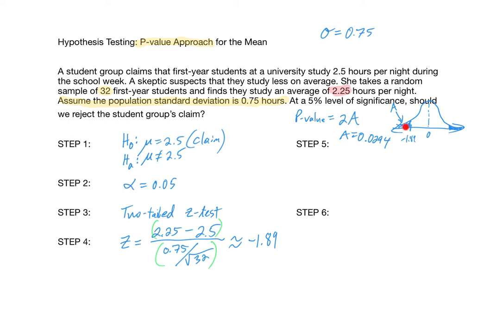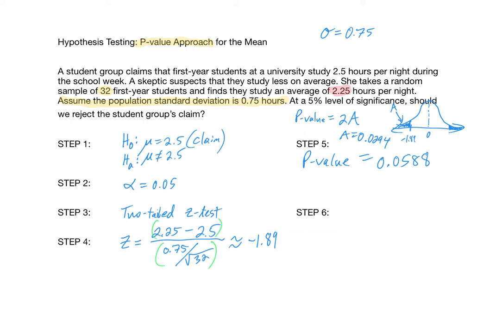So again, that is not our p-value. Our p-value is going to be double A, since that's just this area. This is a two-tailed test, so we need this all together. So we need to double that area A. That will give us a p-value of 0.0588.